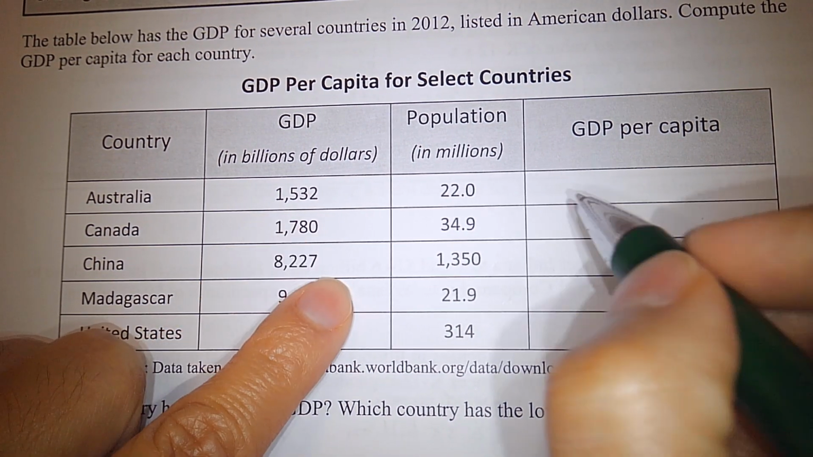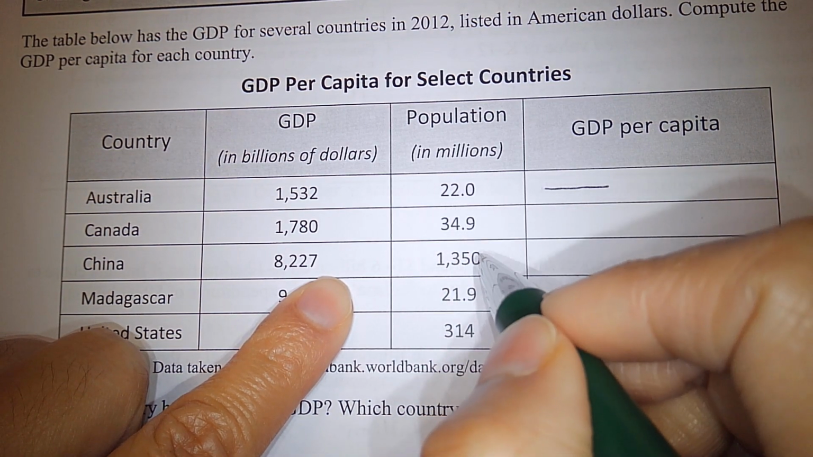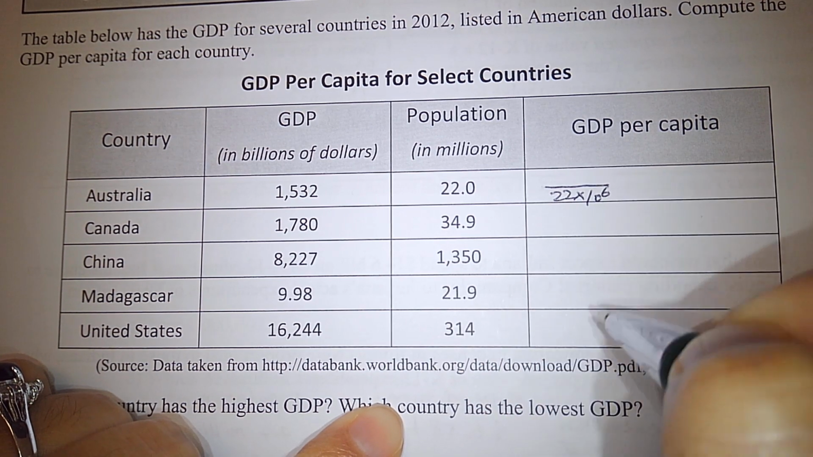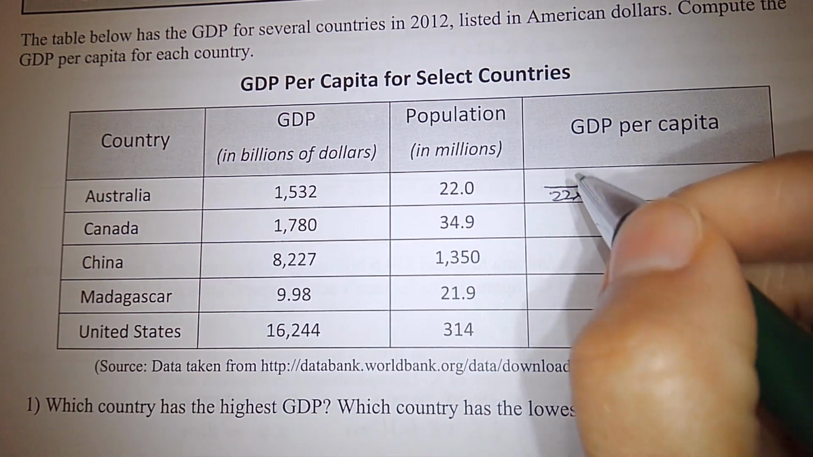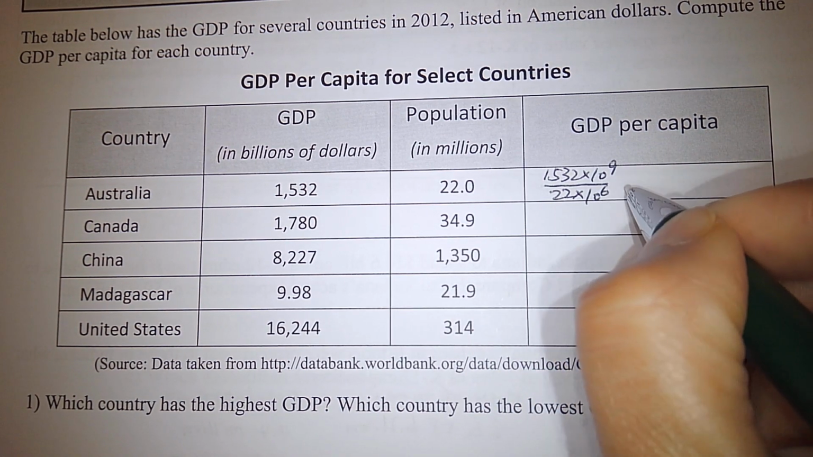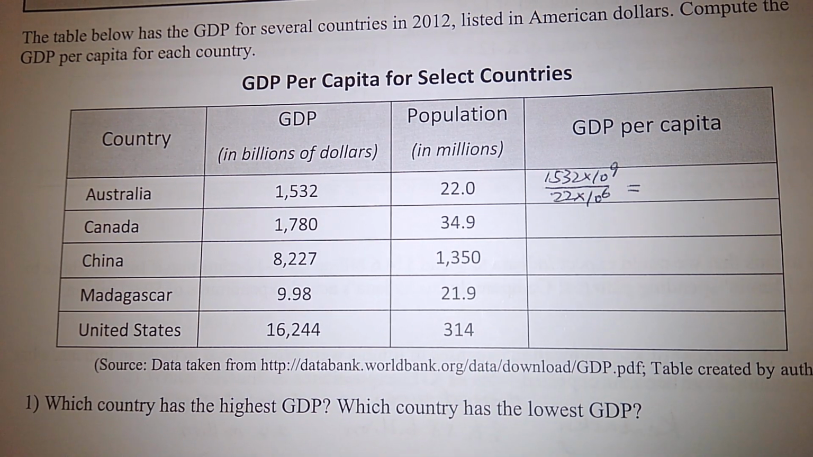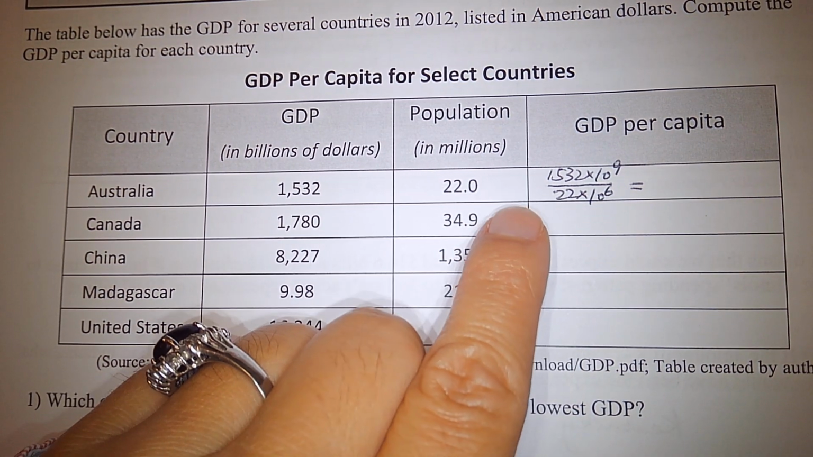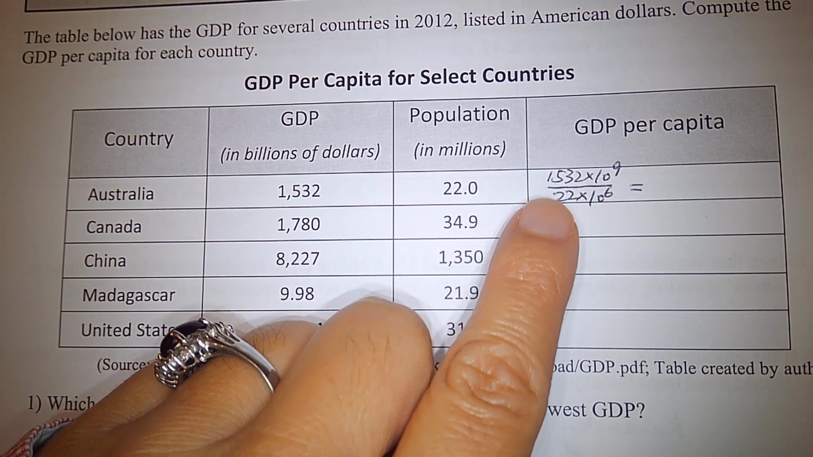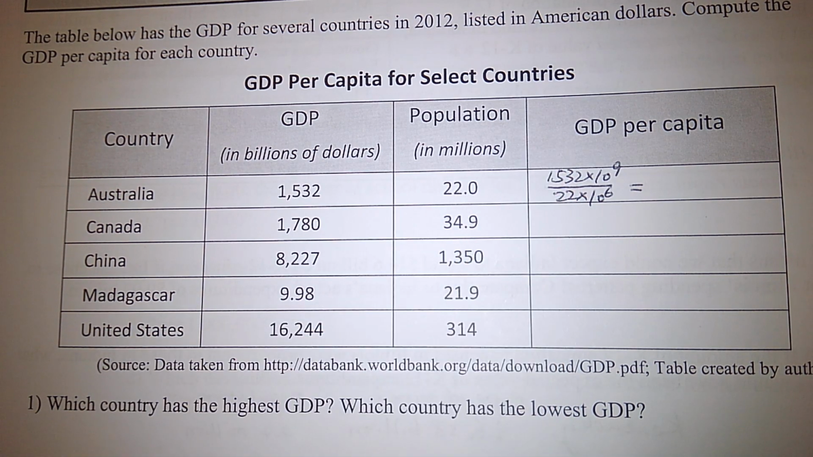Any suggestion? Per capita, population is always on the bottom, right? So we have 22 million, 10 to the 6. On the top, we have 1532 billion, 10 to the 9th. See? Division of the numbers, right? 1532 divided by 22. Use your calculator, please.